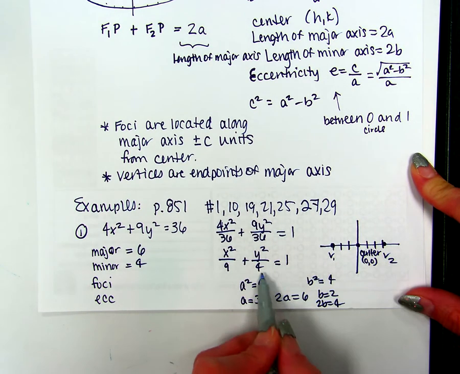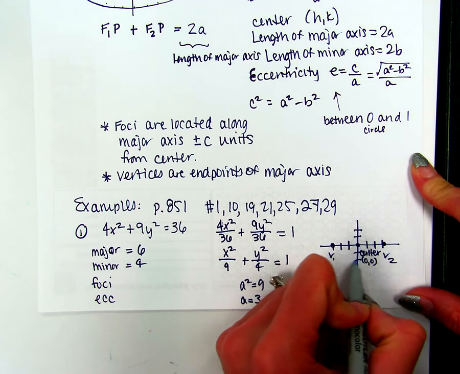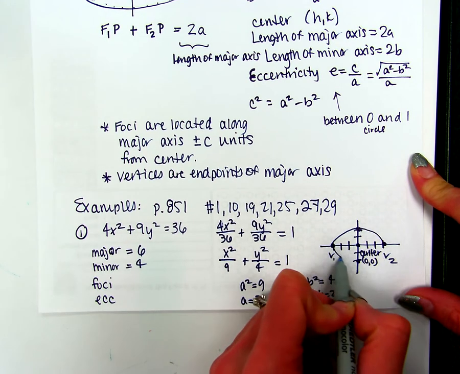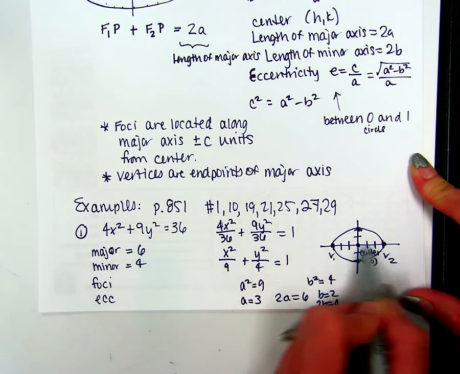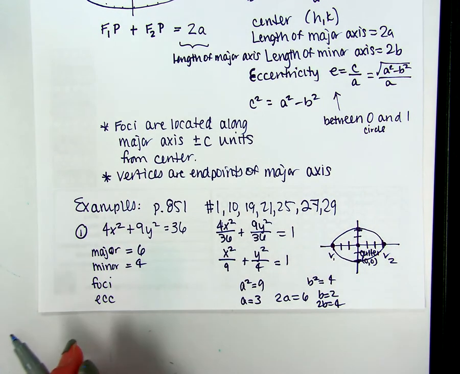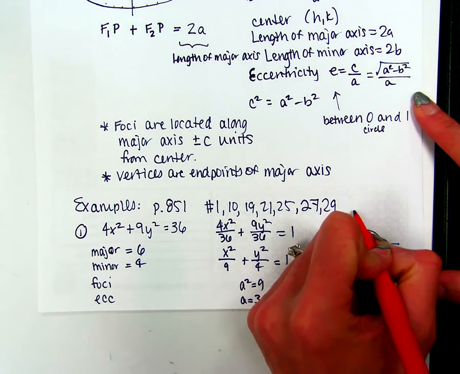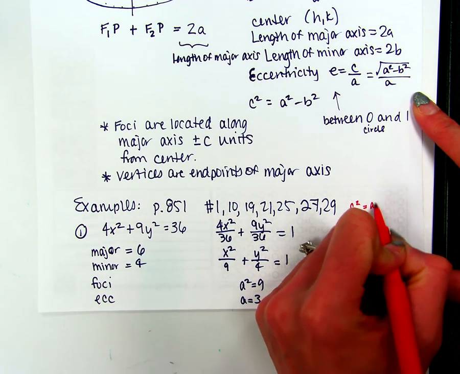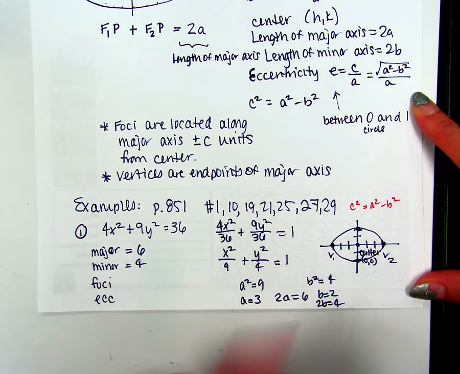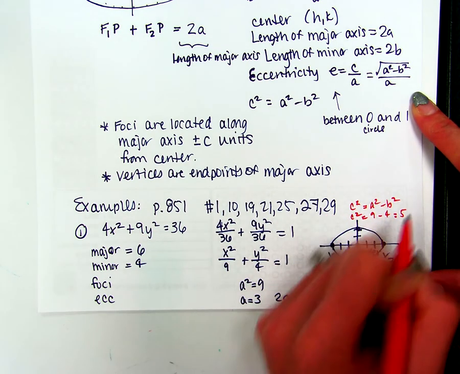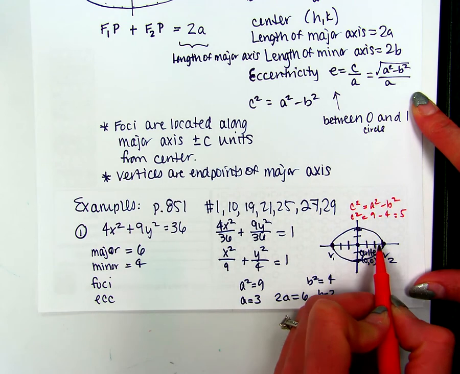We also need to go 2 units up and 2 units down. All right, so there's my picture of my ellipse. My foci have to be along the major axis, so I need to figure out what C is. C squared is equal to a squared minus b squared. So we have c squared equals 9 minus 4, which is 5. So c is the square root of 5.